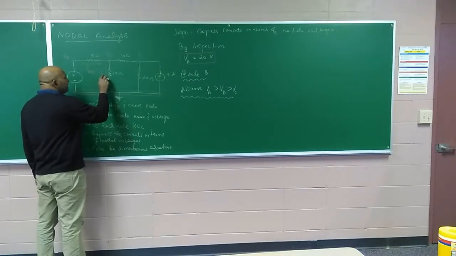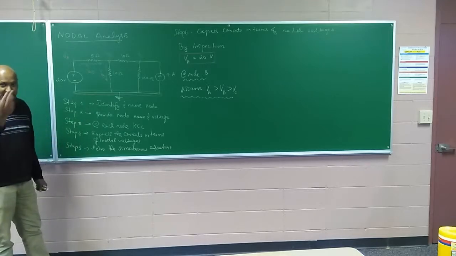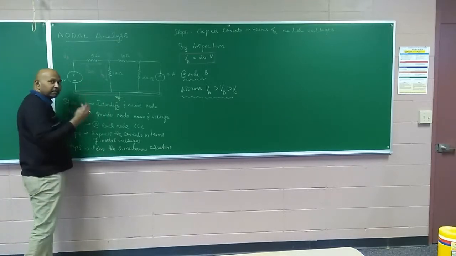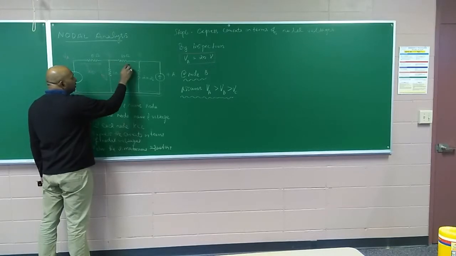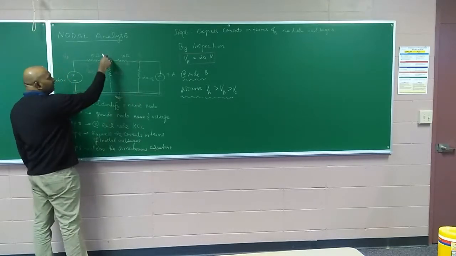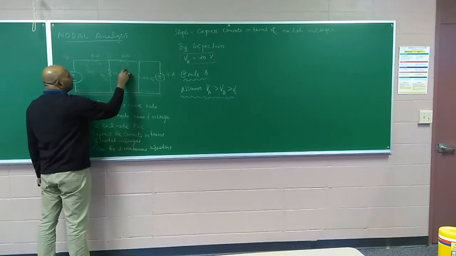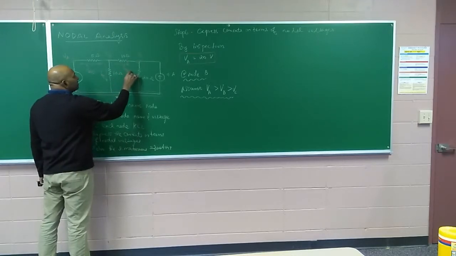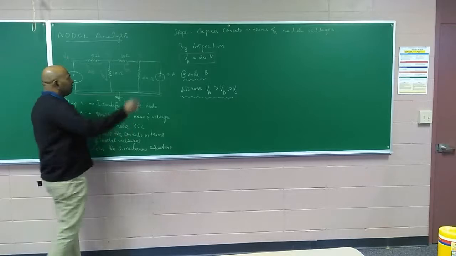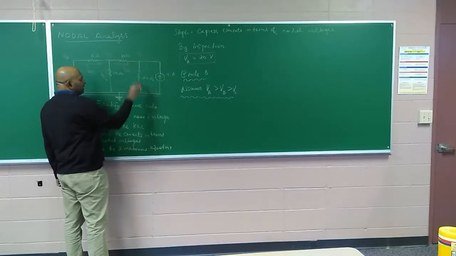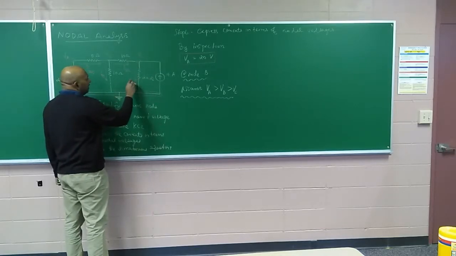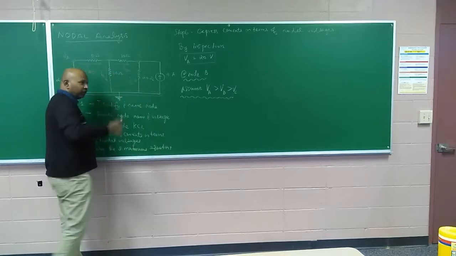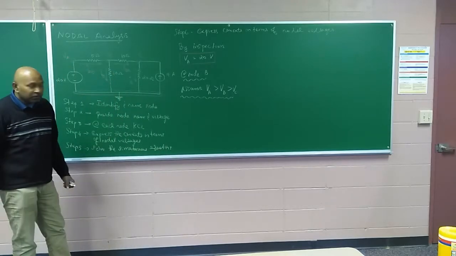I call it I sub B because the other node is zero, so I don't have to write it. Here between nodes B and C, the current direction is going to be this way because V sub B will be greater than V sub C, and I'm going to call this I sub BC. If I come back to node C, there is a current flowing down from C to ground. That is I sub C, flowing straight down from node C to ground.